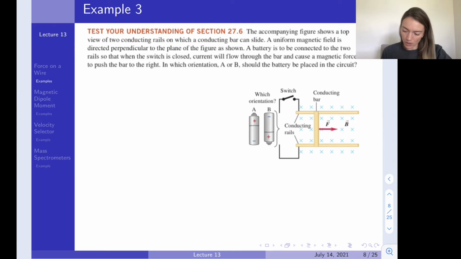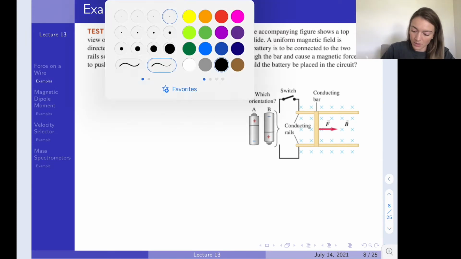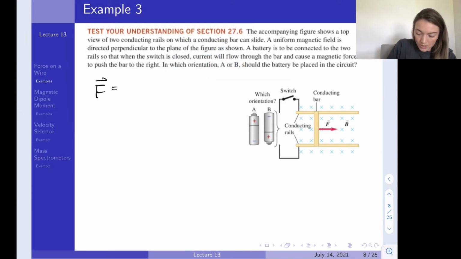So we want to know which orientation we should set this battery up so that this rail moves to the right. That means it will feel a magnetic force to the right. So which way should we connect the battery, or which way does the current have to flow in order for this rail to feel a rightward force? So let's write down our equation for the force on a wire segment.